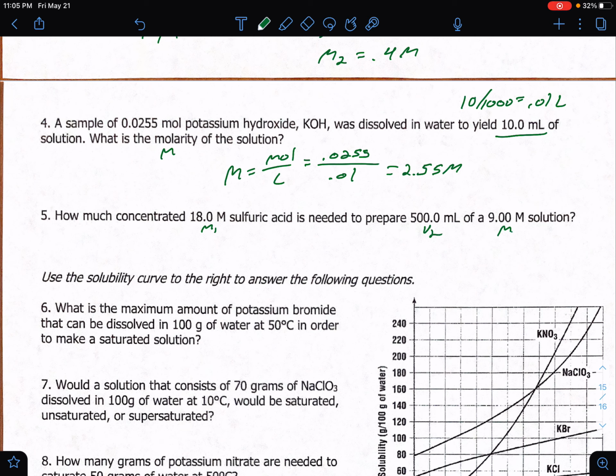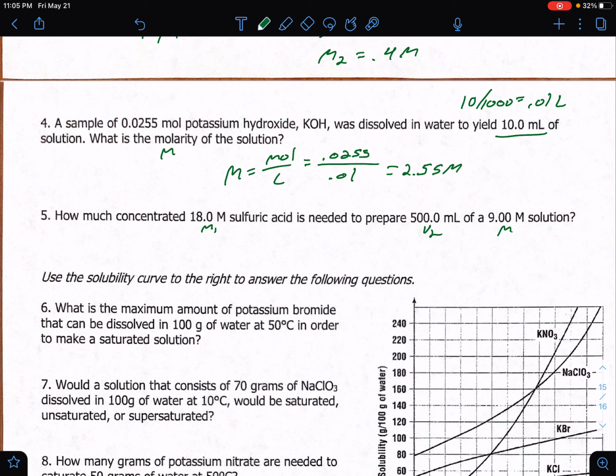So my M1 is 18.0. And I don't know that volume, so V1 is going to stay V1. And my new concentration is 9.00. And my new volume is 500 milliliters. Okay, divide both sides by 18.0 and you get a volume 1 of 250 milliliters. Okay, so if you converted that to liters, that's fine. You just have to convert to liters in order to do this equation right here. You do not have to do liters on the M1, V1 equals M2, V2.